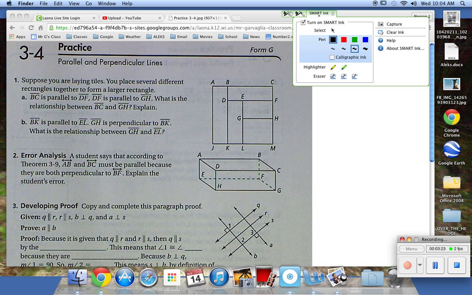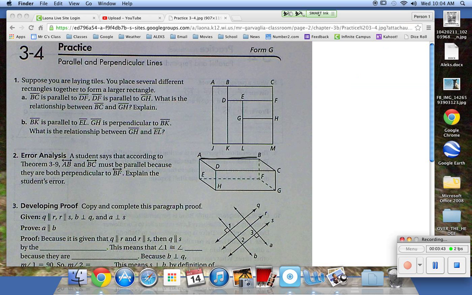Let's take a look at this. A student says that according to Theorem 3.9, AB is parallel to BC. What's Theorem 3.9? I don't have that up here, do I? A student says according to 3.9, AB is parallel to BC.